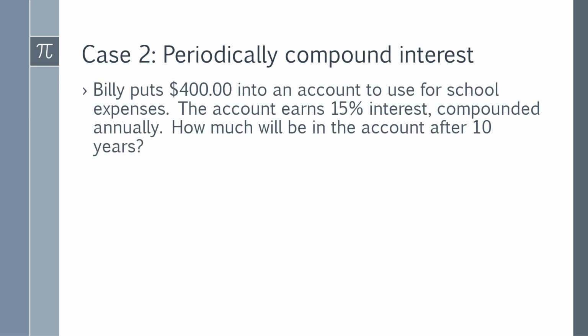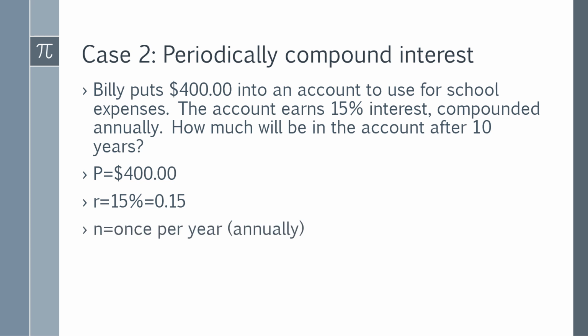So now let's answer this question. The principal amount is your 400 because that's how much you start off with. Your rate is 15%. Again, 15 divided by 100 gives you 0.15. N is once per year because it's annually. That means it's going to happen once. And then the T is your time, and that's 10 years.